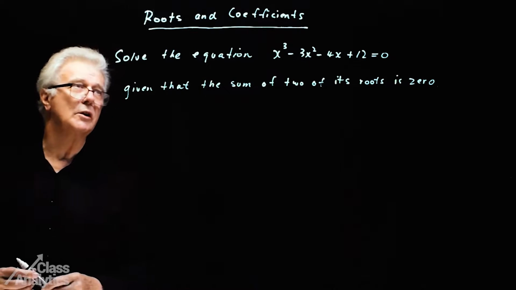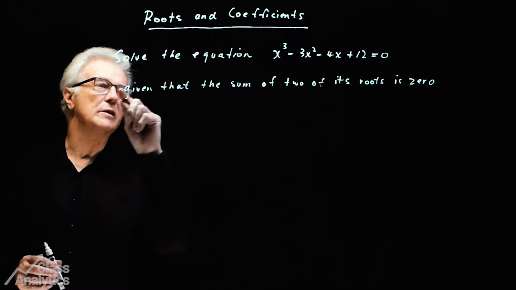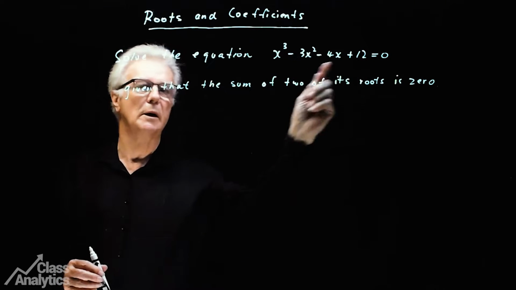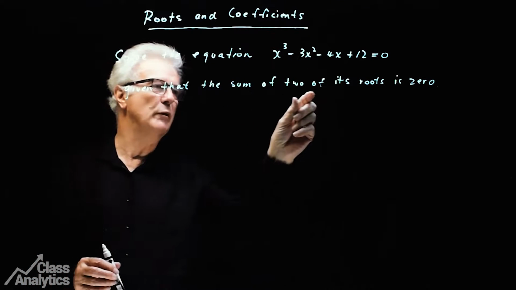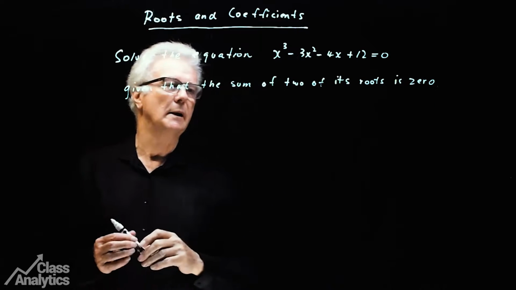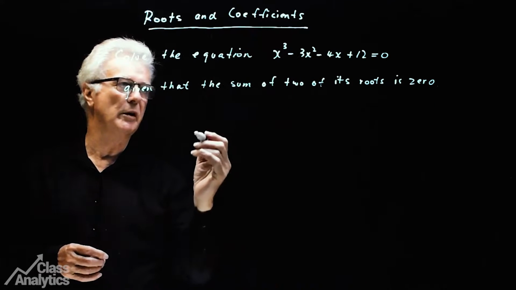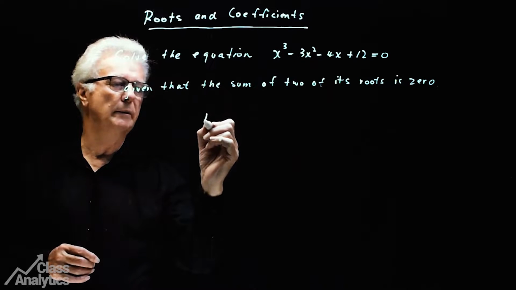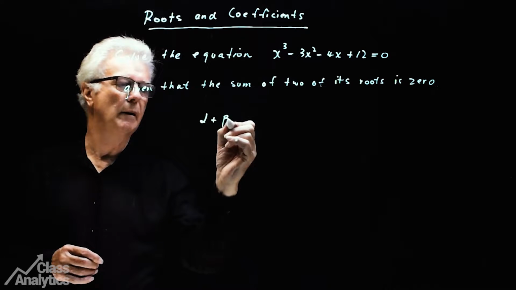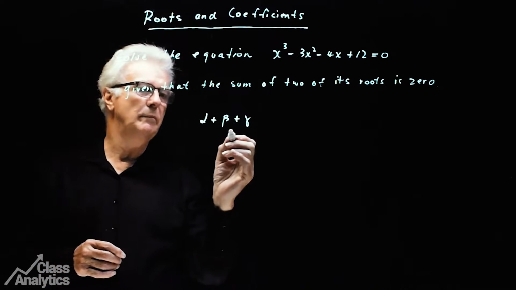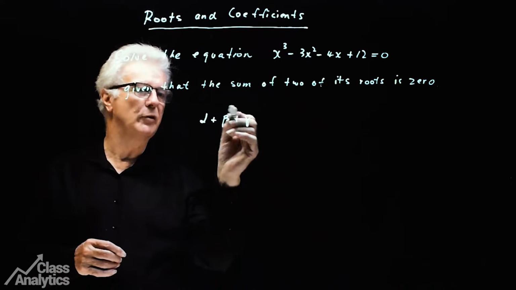This next topic is roots and coefficients. We have to solve the equation x cubed minus 3x squared minus 4x plus 12 equals 0, given that the sum of two of its roots is 0. We know there's going to be three roots, because it's a polynomial of degree 3. So alpha, beta, and gamma are the three roots. Now we know that the sum of two of these is 0.